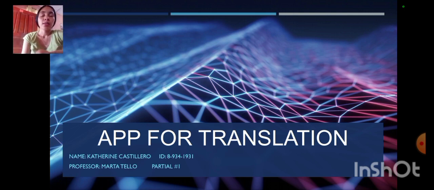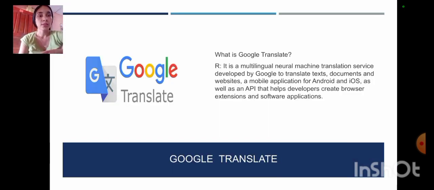And in this case, I choose Google Translate. What is Google Translate? It is a multilingual neural machine translation service developed by Google to translate text, documents, and websites. A mobile application for Android and iOS, as well as an API that helps developers create browser extensions and software applications.